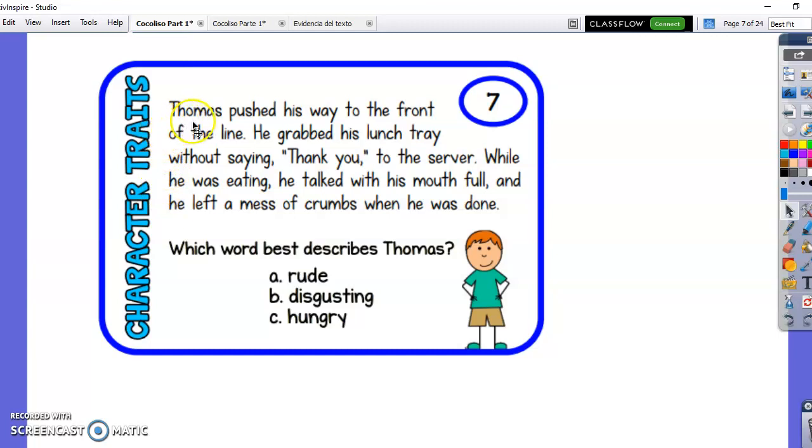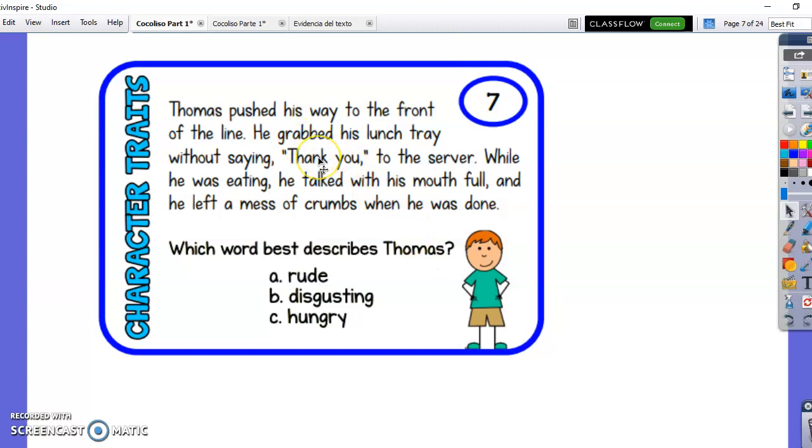One more. Thomas pushed his way to the front of the line. He grabbed his lunch tray without saying thank you to the server. While he was eating, he talked with his mouth full and left a mess of crumbs when he was done. Which word best describes Thomas?